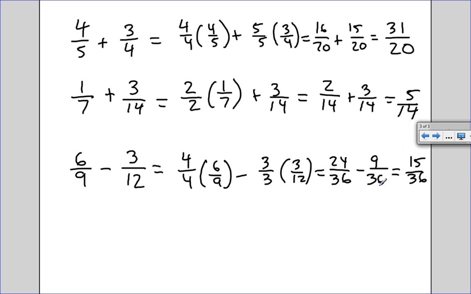And there's actually one more step here. If you notice, 15 over 36, 3 goes into both of these numbers, so you actually have to reduce this final answer. 3 goes into 15 5 times. 3 goes into 36 12 times. So your final answer is actually 5 over 12.